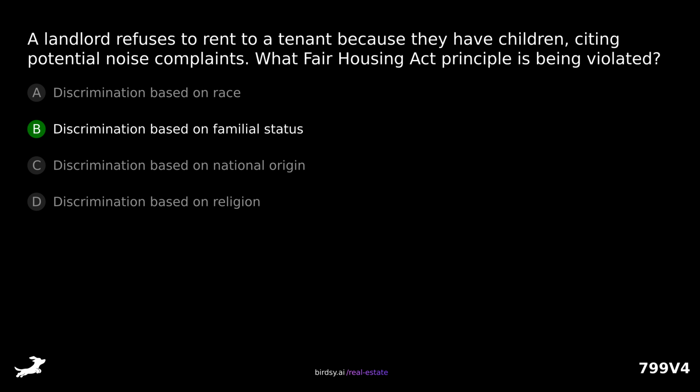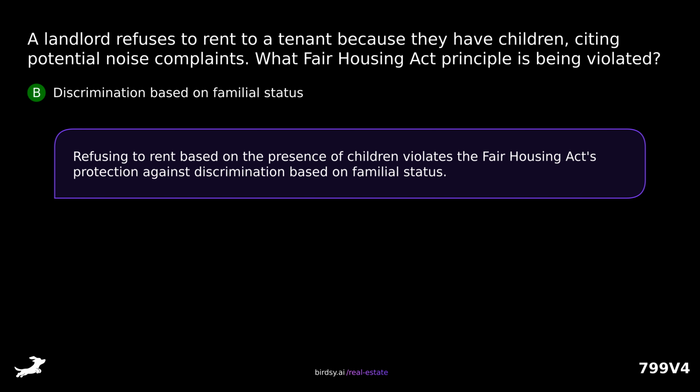The answer is B, discrimination based on familial status. Refusing to rent based on the presence of children violates the Fair Housing Act's protection against discrimination based on familial status.